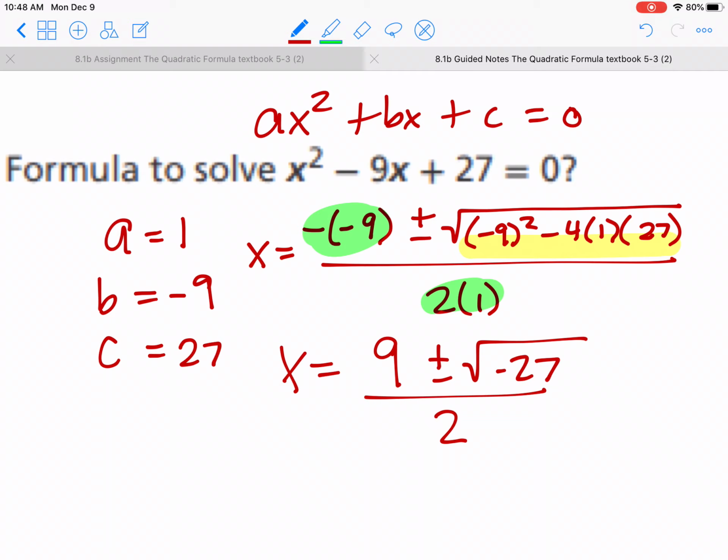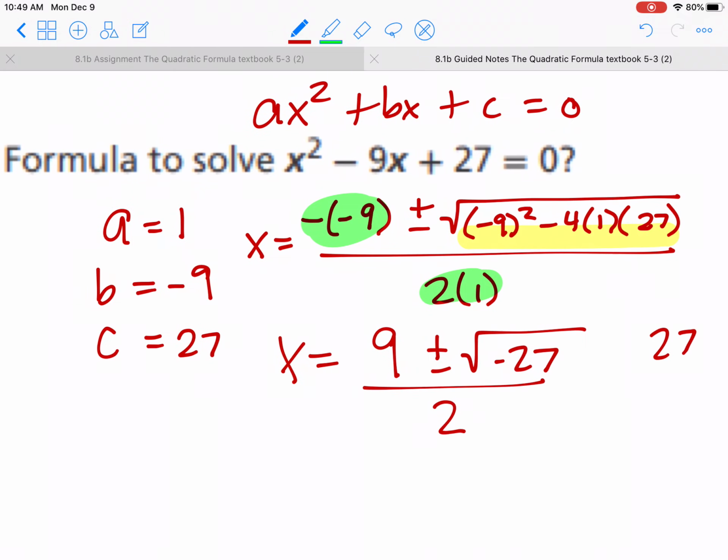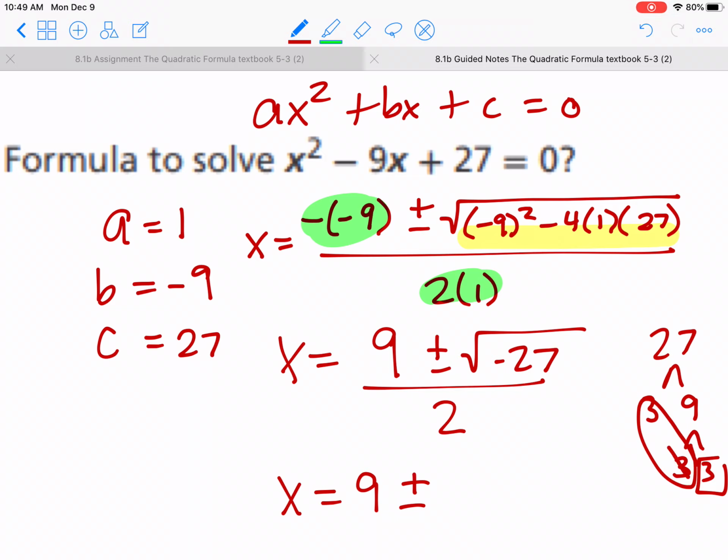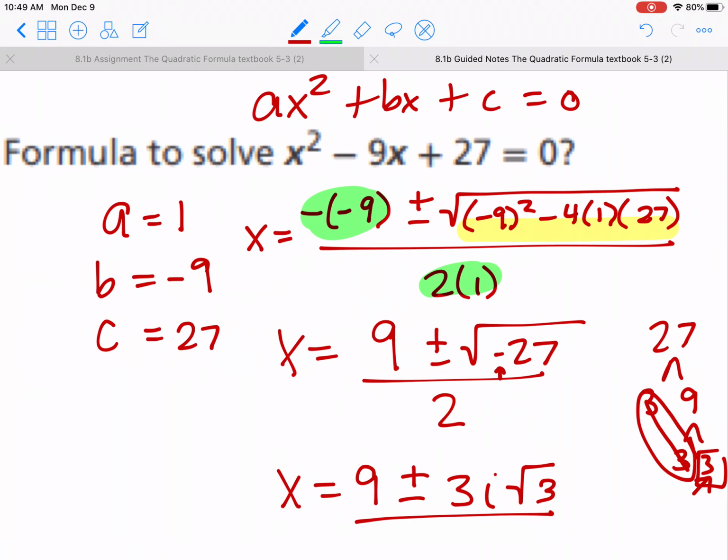Now we want to simplify this radical expression. So the square root of -27. 27 is divisible by 3, and then divisible by 3 again. So I've got a pair of 3's in there and one 3 left over. So I'm going to say x equals 9 plus or minus. I'm taking a 3 out of the radical. And because it was negative right here, I'm going to put an i as well. And then the square root of the thing that got left behind was the 3 there, all divided by 2.